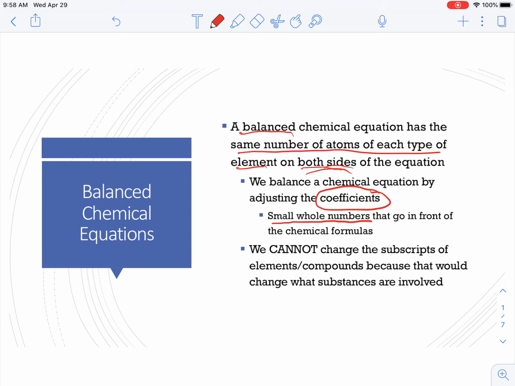One very important thing to keep in mind is that we can only change our coefficients, the number that comes in front of our chemical formula. We can never change the subscripts of our elements or compounds, because that would result in completely changing what that substance is. All right, we can't change H2O to H2O2. Let's say there's a situation where we need to have additional oxygens. We cannot do this because H2O2, hydrogen peroxide, is a very different substance than water. So we can't change the subscripts, we can only change our coefficients.